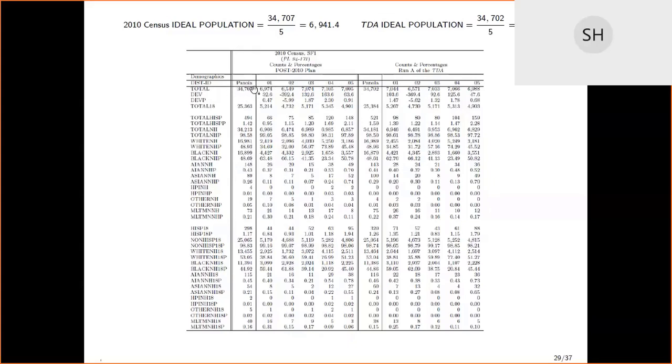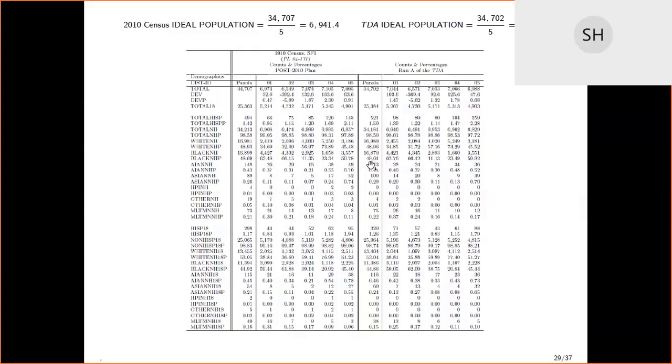So somehow these 34,700 people have to be equally divided between these 5 districts, and the ideal population size is 6,941.4. And how to do that? What you see, what was actually the official plan, is that over 50% of the population in the first district is Black, non-Hispanic, over 50% in the second district Black, non-Hispanic, over 50% white non-Hispanic in the third district, over 50% white non-Hispanic in the fourth district, and over 50% Black in the fifth district. You see the same pattern in the top-down algorithm results.